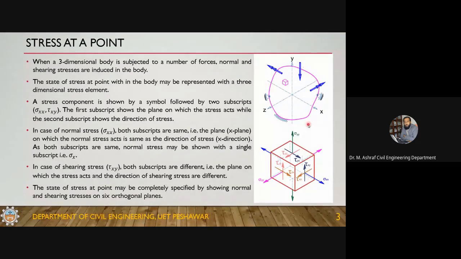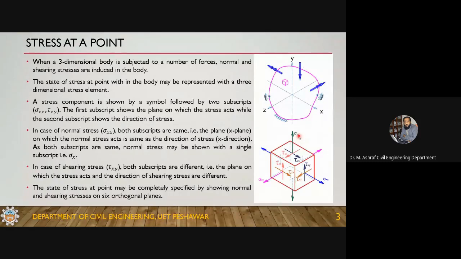You can see the direction y. This is the y direction. Similarly, for this one, the first subscript is x because it is acting on the x plane, and the second subscript is z because it is acting in the z direction. This is the z direction. And similar is the case for all other cases.